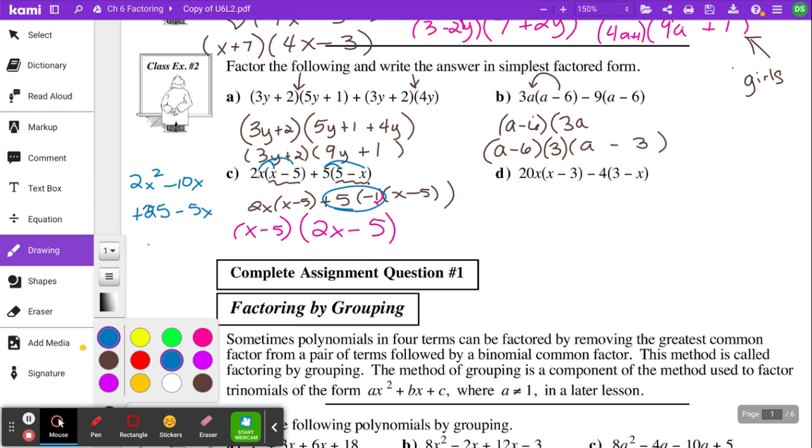Okay, that's what you do. Yeah, no, how am I supposed to know where to put the negative? Okay, so let me show you one more example and then we'll go back and we'll try again.